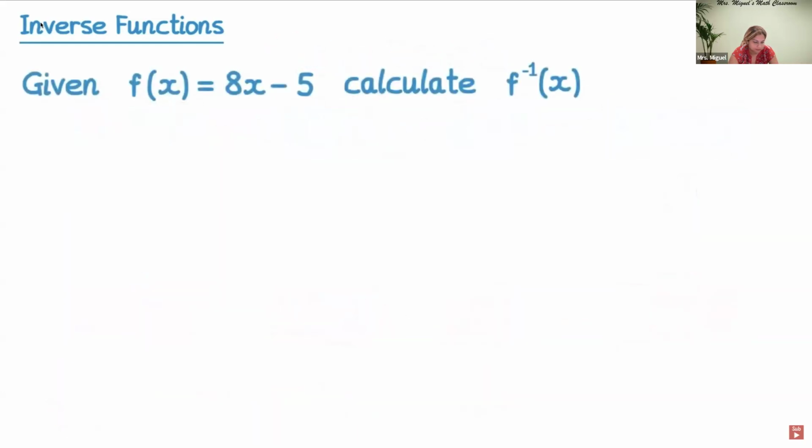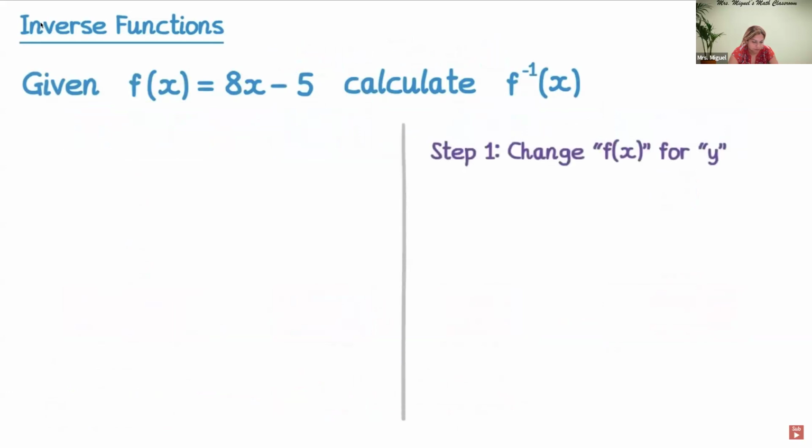In your exam, you may be given a function and asked to work out its inverse. There is a method that works well for this and means you don't have to draw out those function machines each time. The first step is to write out the function and change the f of x for a y. So the function here is f of x equals 8x minus 5, but I'm going to replace the f of x with a y.